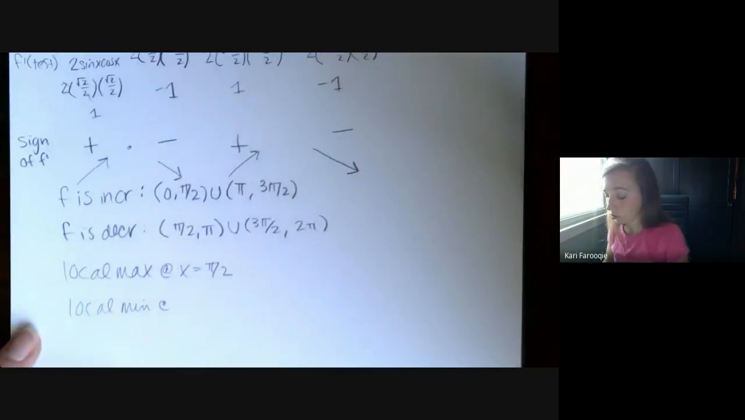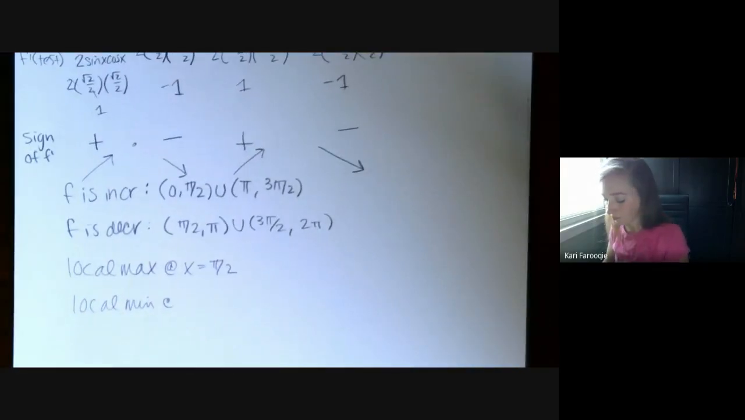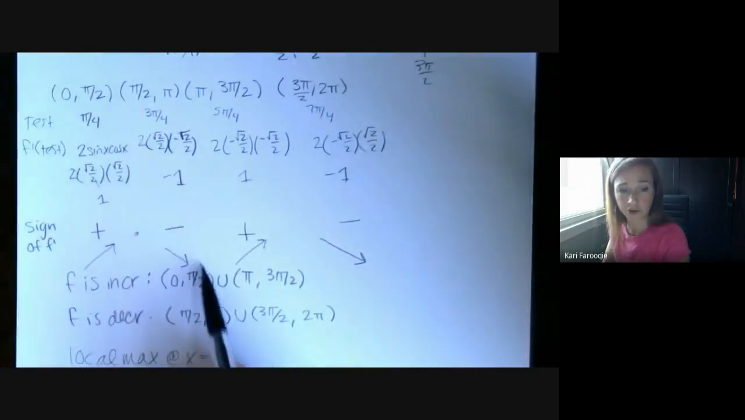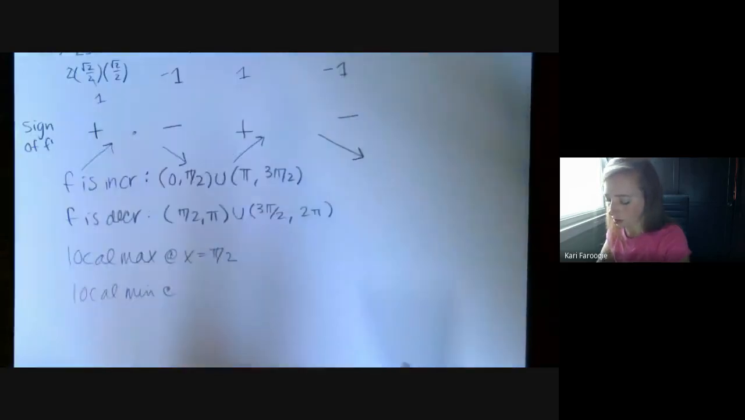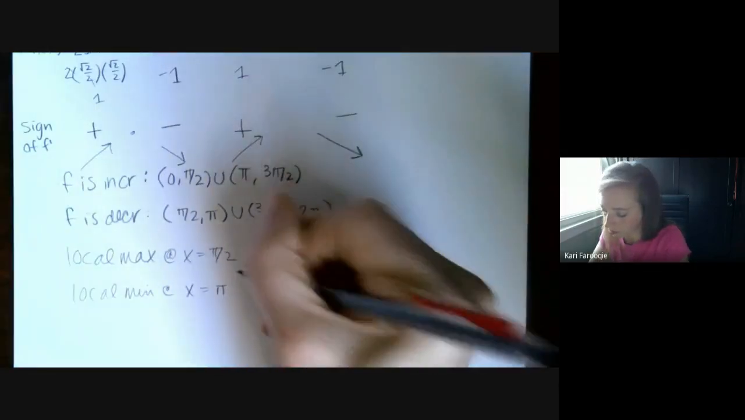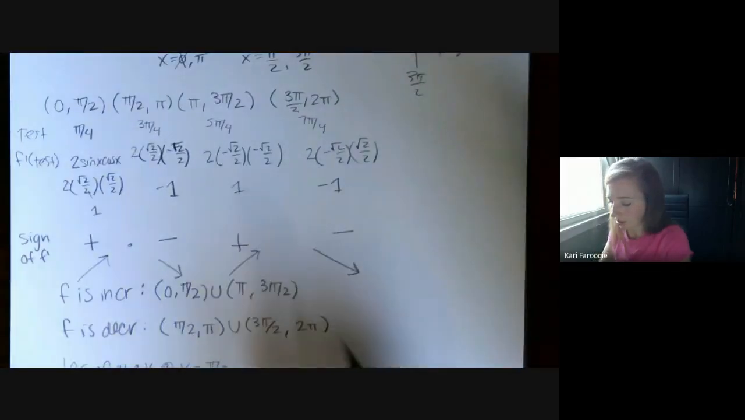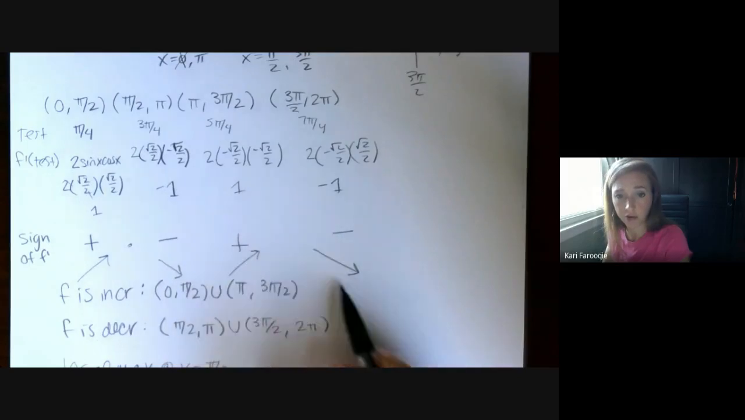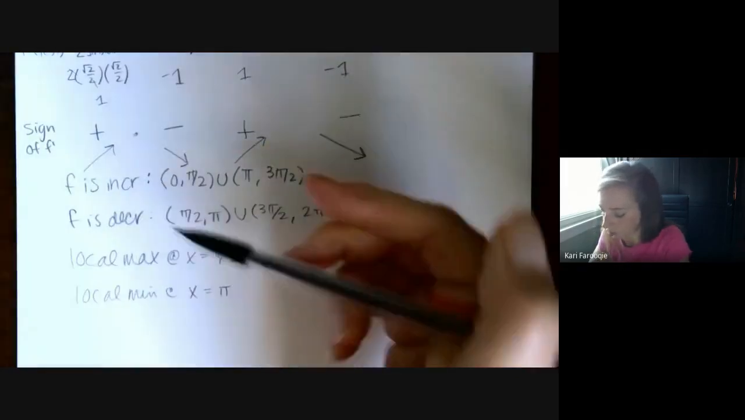All right, now we have a local minimum value at pi, because notice that at pi, our function was decreasing and then started to increase again. And then we have another local max at 3 pi over 2, because your function was increasing and it got to the top and then it went back down again. So 3 pi over 2.